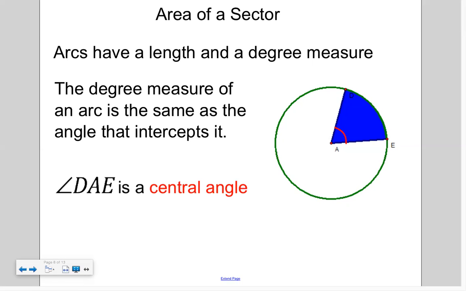The reason we need to know that is because we need to know what portion of the whole circle the sector is taking up. If we know the area of the whole circle, and let's say the sector is a 90-degree angle, which is a quarter of the circle, then we can take 1/4 of the area of the full circle to get the area of our sector. So we're going to be comparing our sector degree measure to 360 degrees and multiplying that times the area of the circle to get our answer.